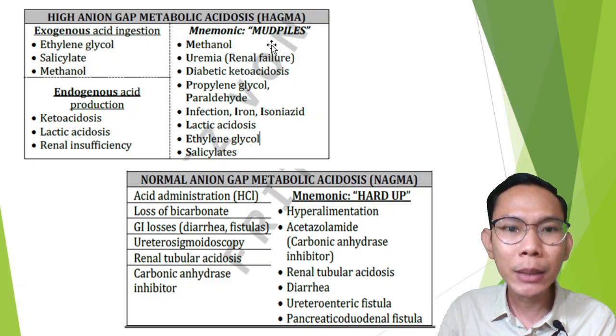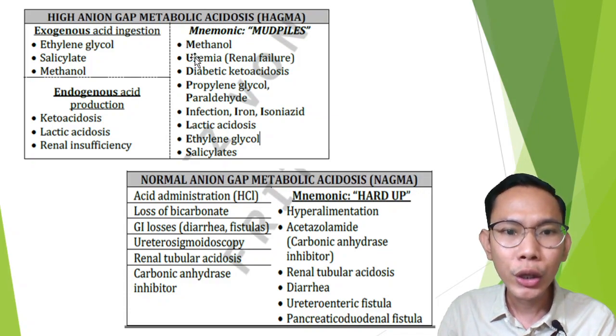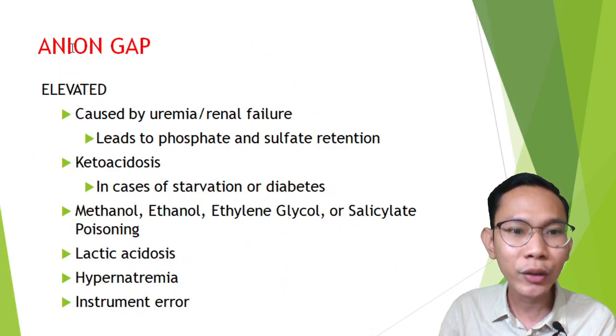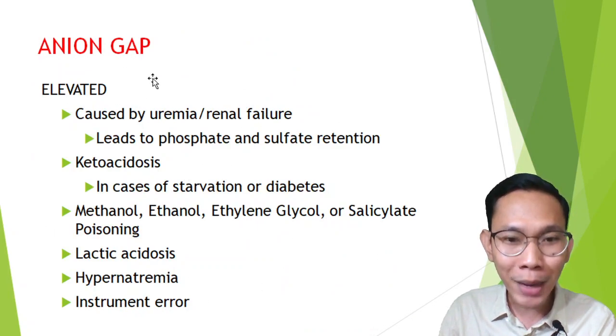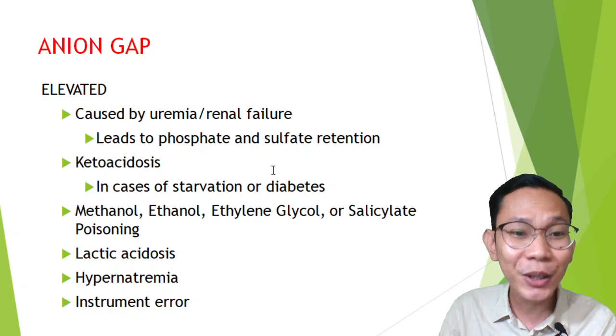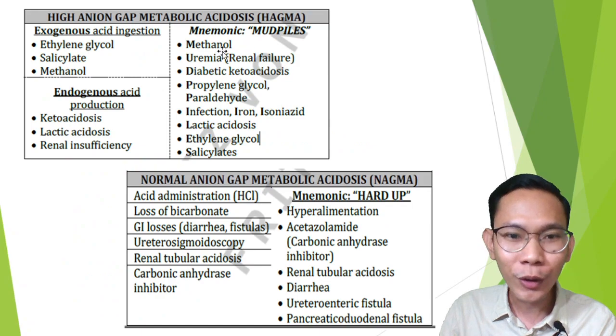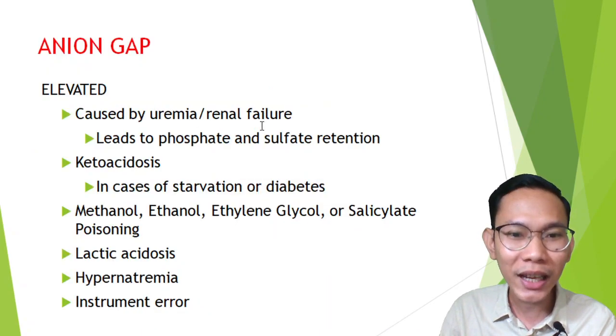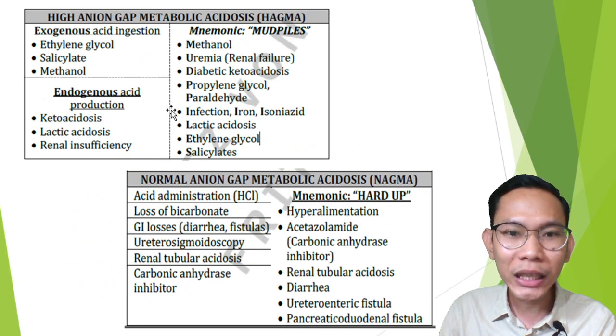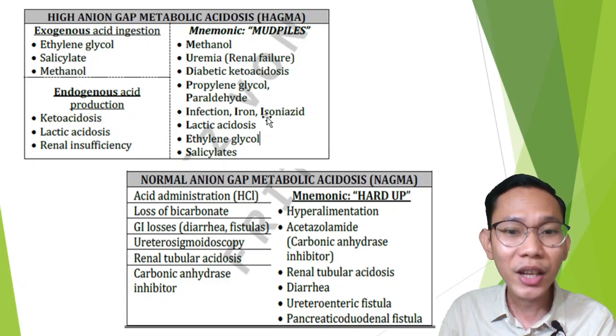diagnoses. So this is our mnemonic for HAGMA, high anion gap metabolic acidosis: MUDPILES. So methanol, uremia, diabetic ketoacidosis, etc. So, MUDPILES. So, look, elevated. So, high anion gap. These are all your MUDPILES mnemonics. Di ba? It's easier for you to memorize. So, elevated anion gap. These are the possible causes. MUDPILES. So, same lang yan, guys. Here it says uremia, renal failure, ketoacidosis, methanol, ethanol. Same lang yan. Our mnemonic: methanol, uremia, diabetic ketoacidosis, infection, iron.